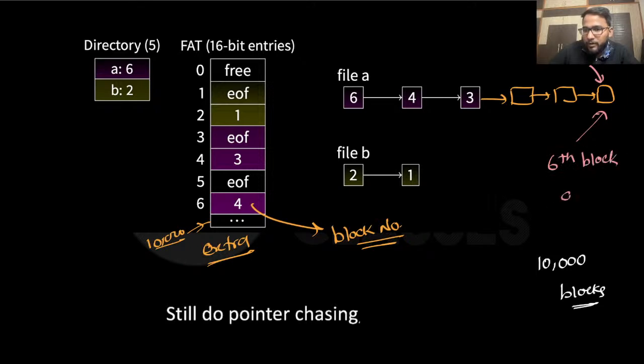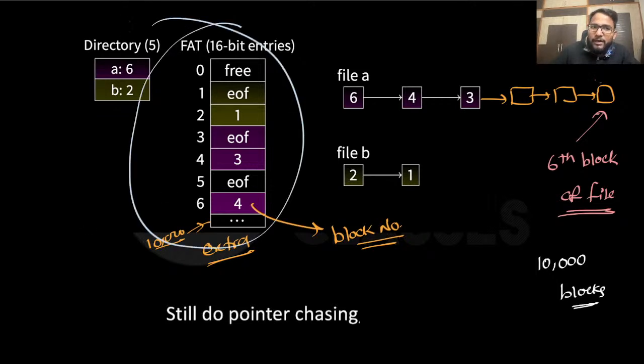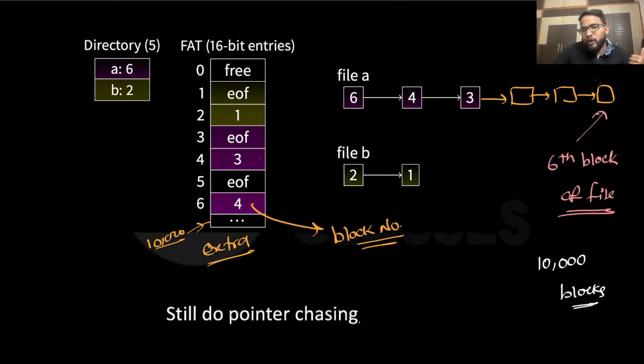So let's suppose I want to go to the sixth block of the file. Then what I had to do earlier is go here, find the second, find the third, like that. Am I not doing the same thing here? I am doing it, but not in the disk. Since this is just one table, I will bring this table in the main memory, just one table. And in the main memory, I can calculate the location of the sixth block.